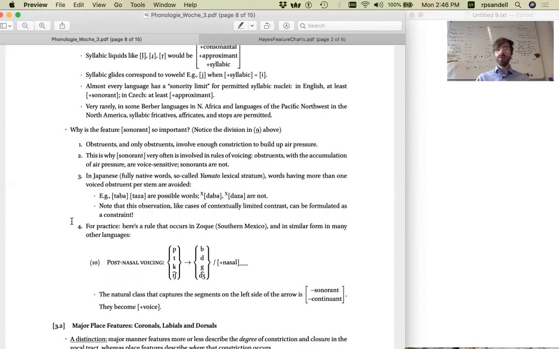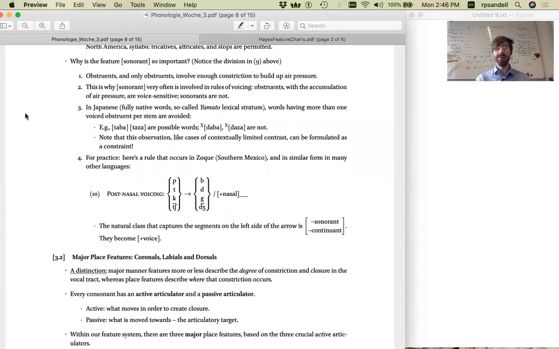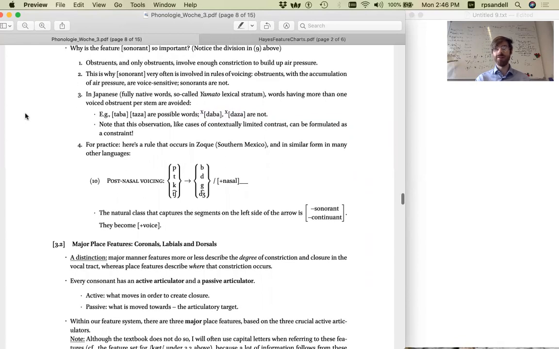So to take an example, in Japanese, at least among the fully native words, the so-called Yamato lexical stratum, words that have more than one voiced obstruent per stem are avoided. So it's allowed in Japanese to have a word like taba or taza, but a word with two voiced obstruents like daba or daza is categorically ruled out. We could formulate this as a constraint saying, don't allow a stem that contains two voiced obstruents.